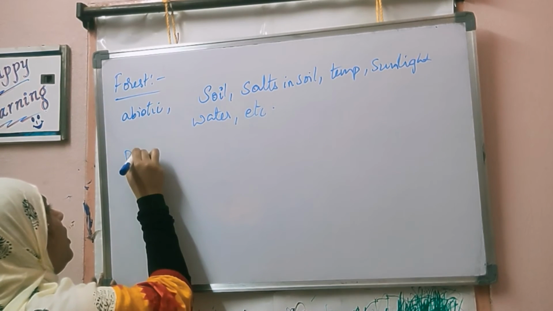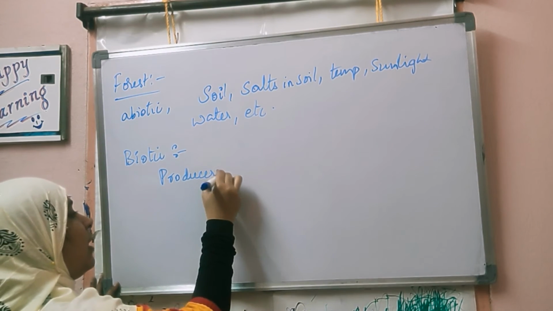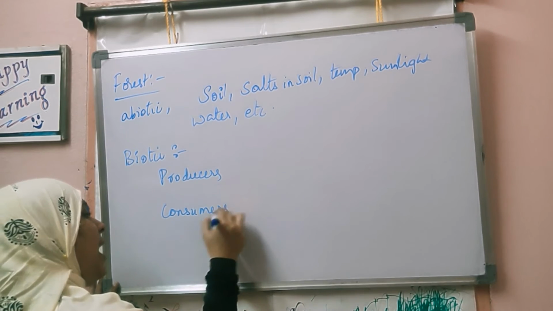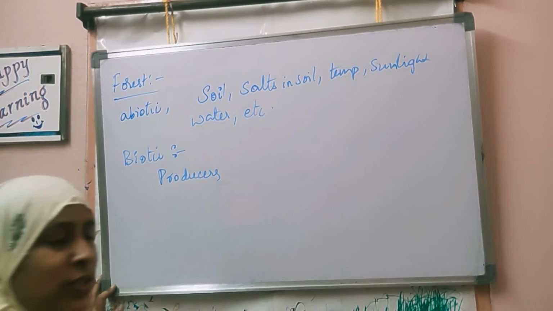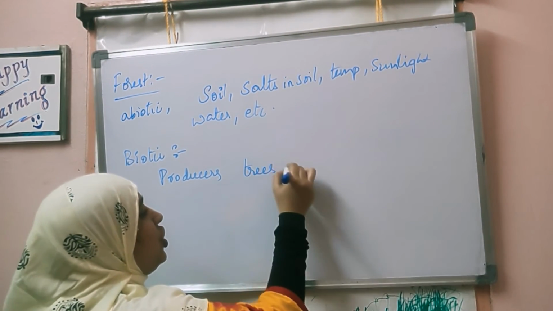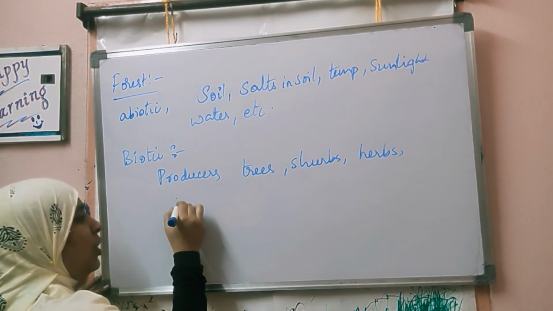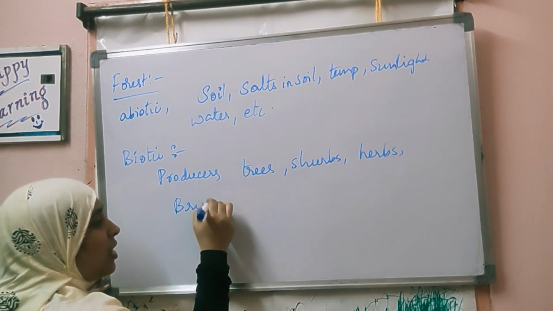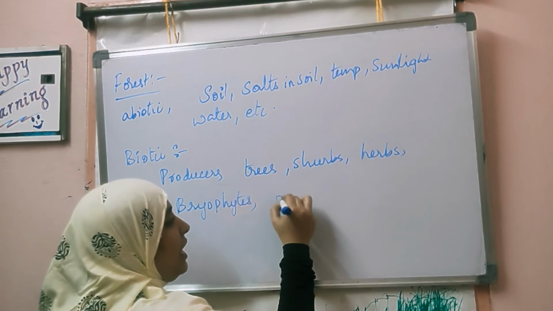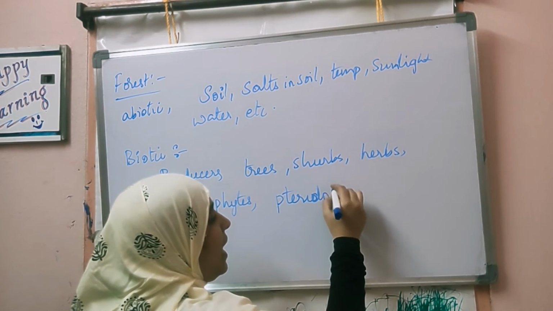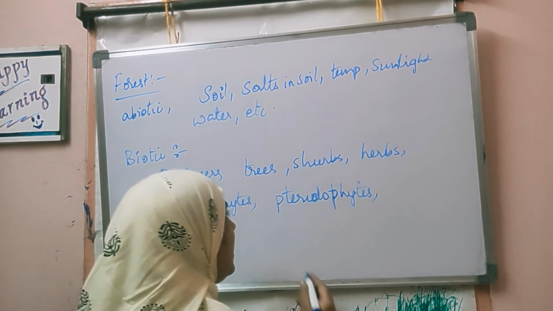Coming to the biotic components of the forest ecosystem: producers, consumers and decomposers. Okay, first producers. What are the producers present in this forest ecosystem? All trees, shrubs, herbs, and also bryophytes. We have discussed that bryophytes are those plants which have false roots and false shoots. Pteridophytes are non-flowering plants which have true roots. It also includes the flowering plants like trees, shrubs, herbs.